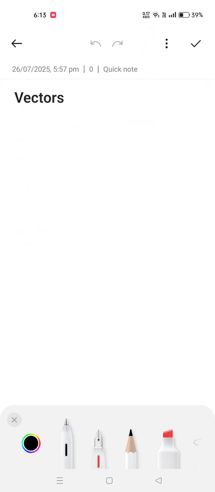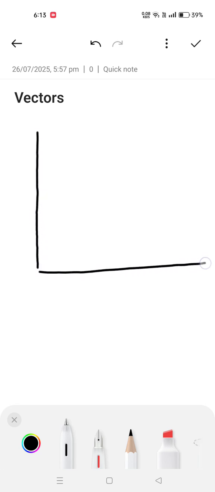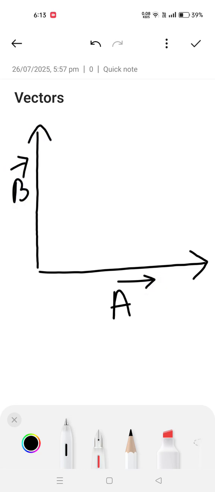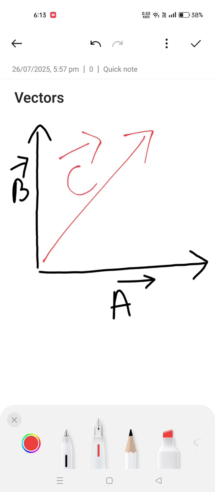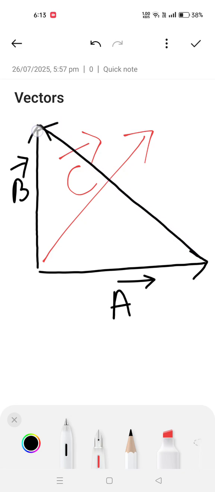Next we have the parallelogram of vector addition. Supposing this is vector b and this is vector a, what we normally do is make the resultant, which is like this. The resultant here would be a vector c. Now if we do b minus a, that would become vector d, so this is the vector d.